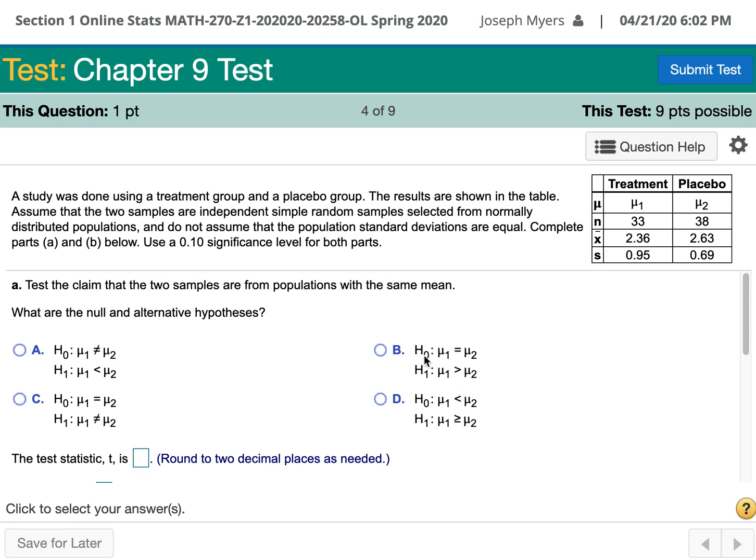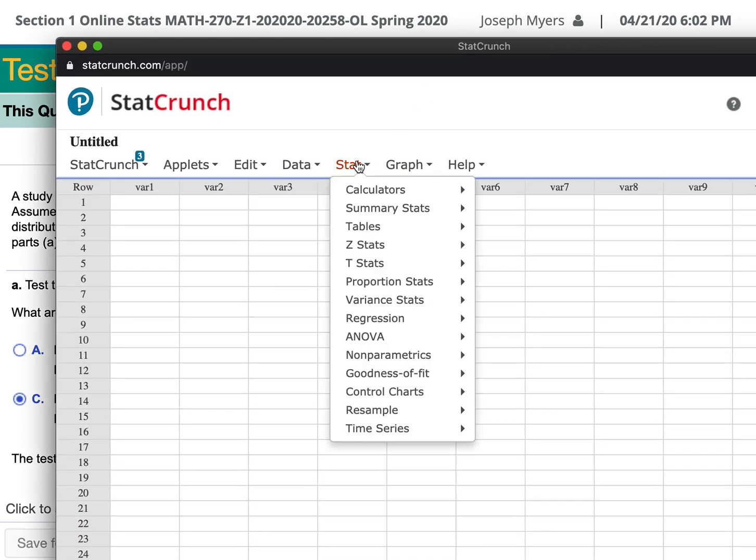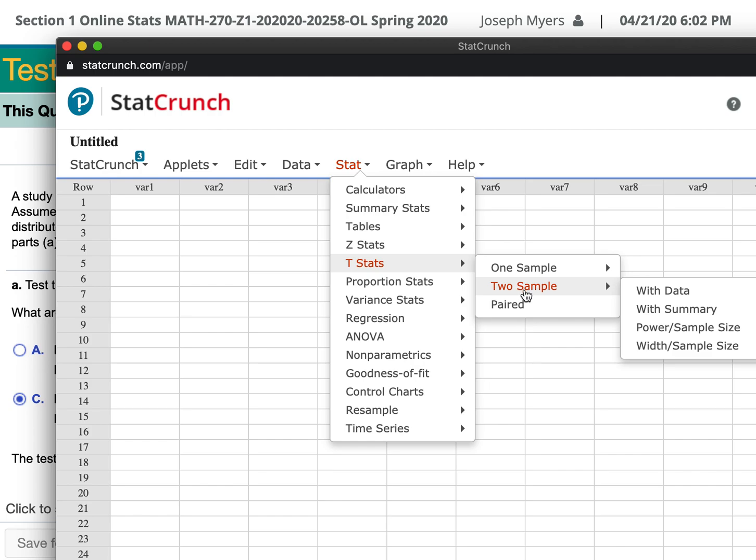Okay, so in problem number 4, it says, test the claim that the 2 samples are from populations with the same mean. So they either have the same mean or they don't have the same mean, so the correct hypotheses would be they equal each other, or the means don't equal each other. Then we're going to calculate the test statistics. When you're doing tests for means, using the standard deviation of a sample or 2 samples, you're using the t distribution. So I'm going to go to StatCrunch and choose Stats, T-Stats, 2 samples with summary.